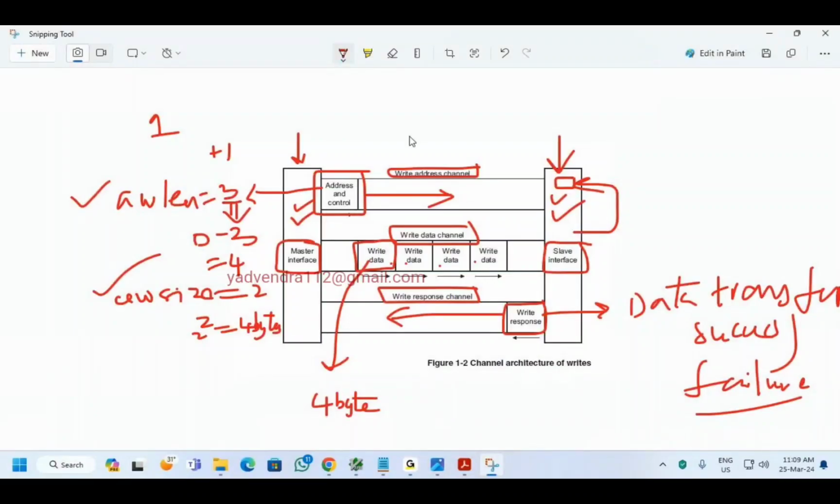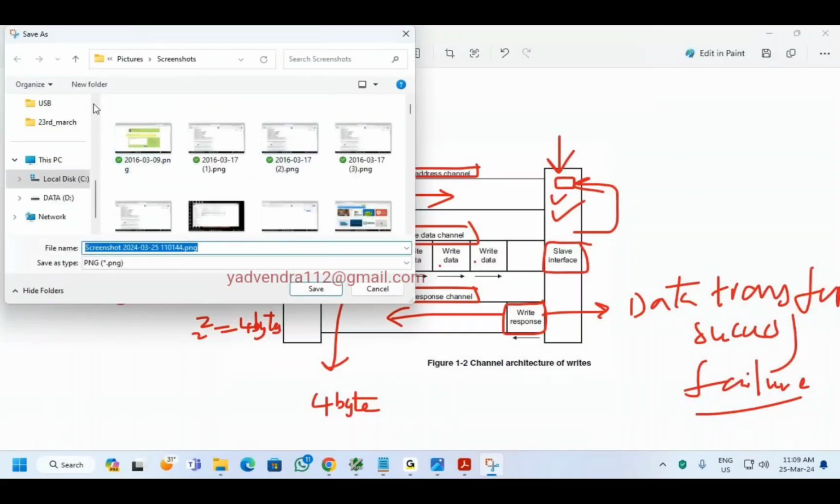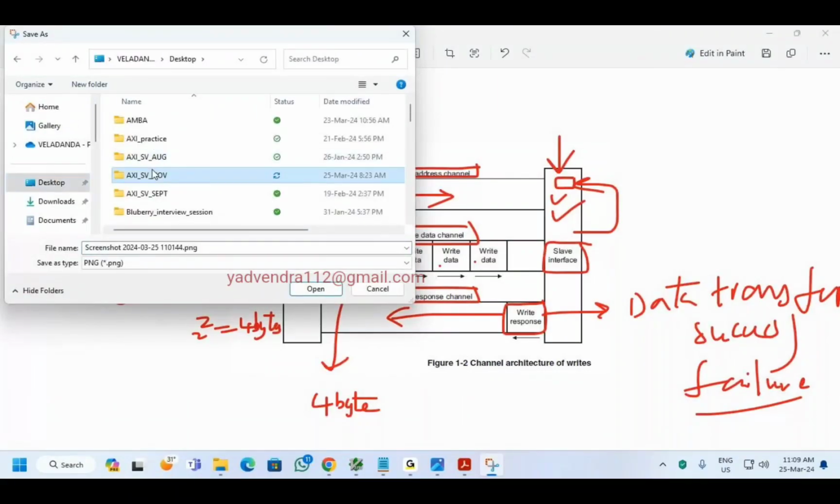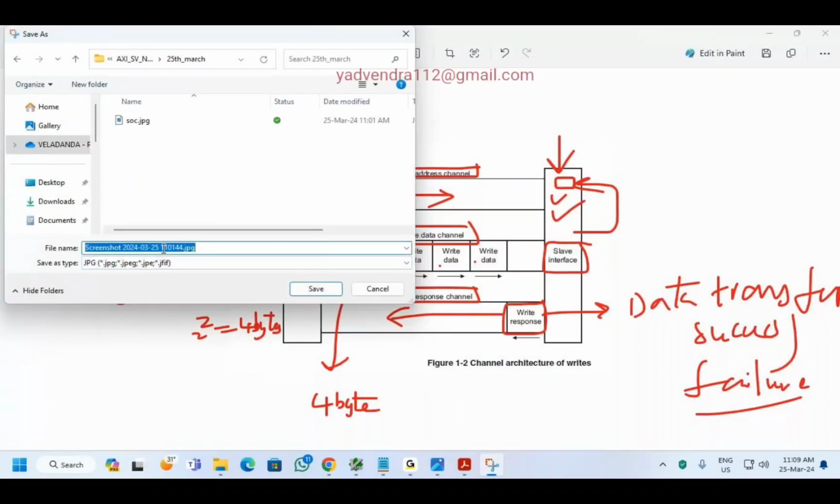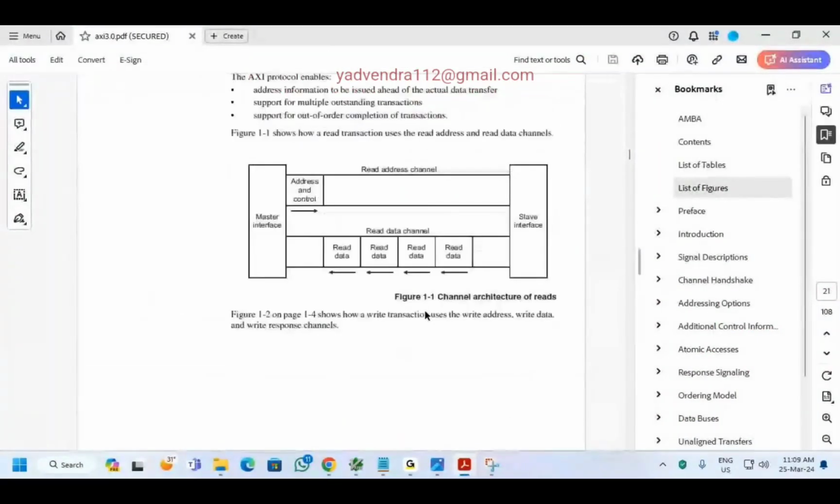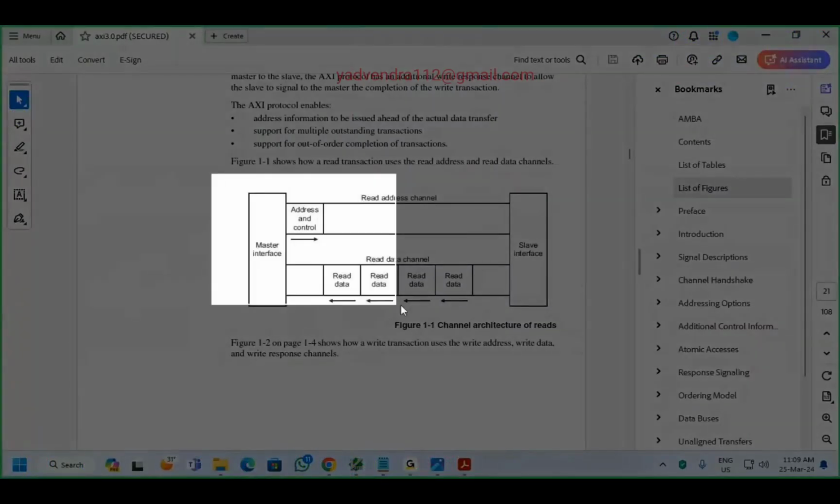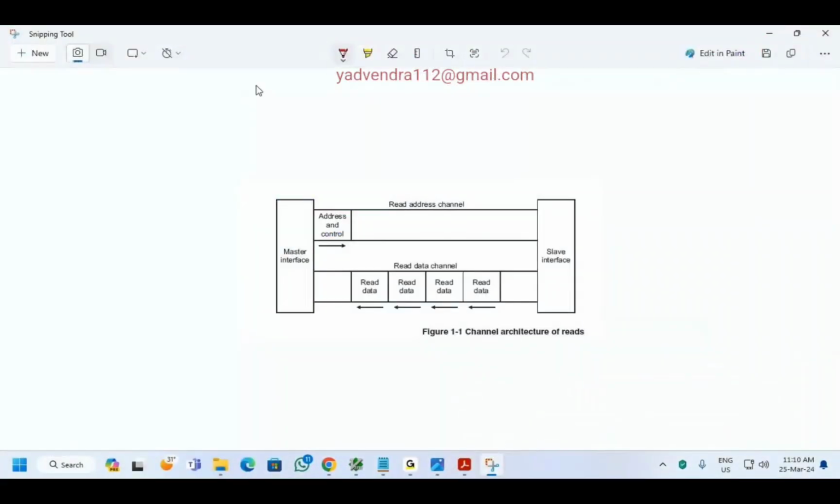Okay, so let's save this and let's see the read channels also. This is read. So here, master read. This is about the read transaction. In a read transaction, the slave needs to give the data. First of all, guys, in memory, the project we have done in Verilog and SystemVerilog, how are reads happening?